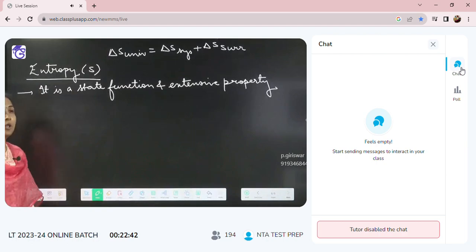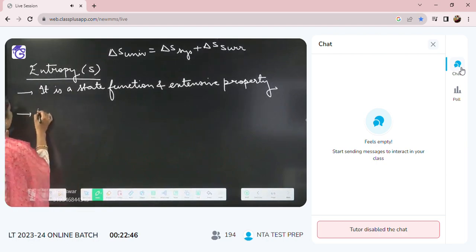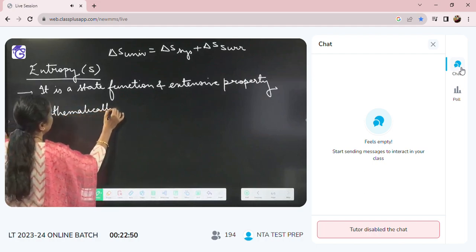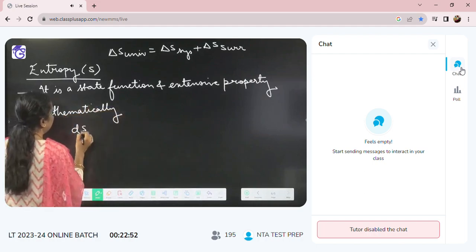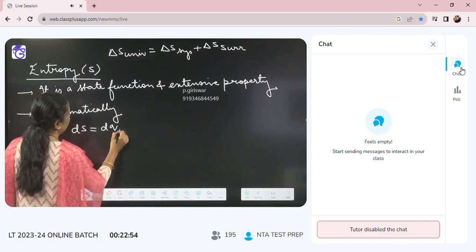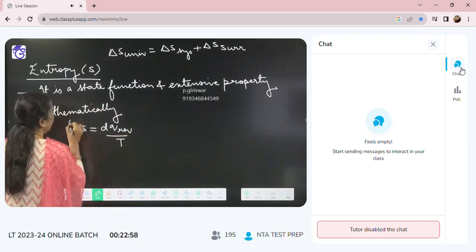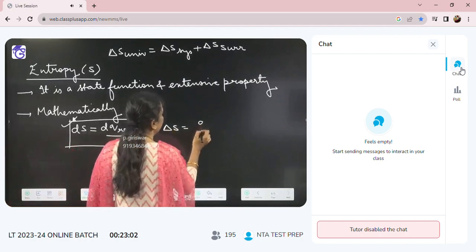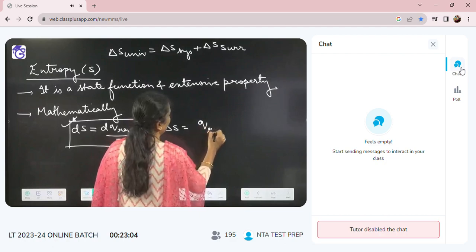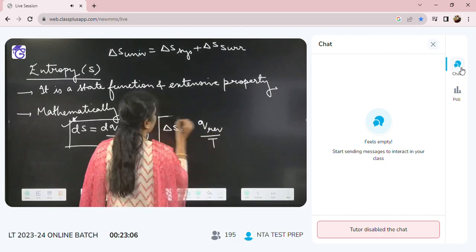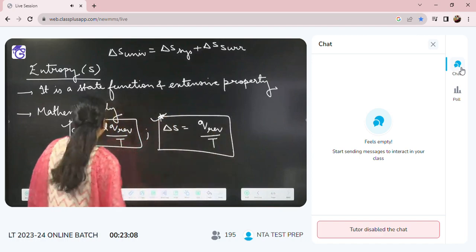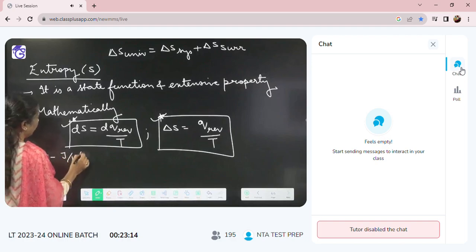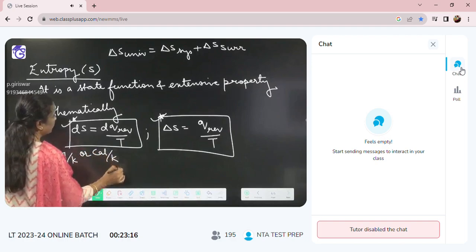Yes? Did you people understand here? Now let us write down the formula here. Mathematically, we are writing dS, small change, is equal to dq reversible upon T. Small change in entropy is this one. For change, you just need to integrate it. So you'll be getting q reversible upon T. Delta S is q reversible upon T. And the unit of entropy is joule per Kelvin or else calorie per Kelvin.